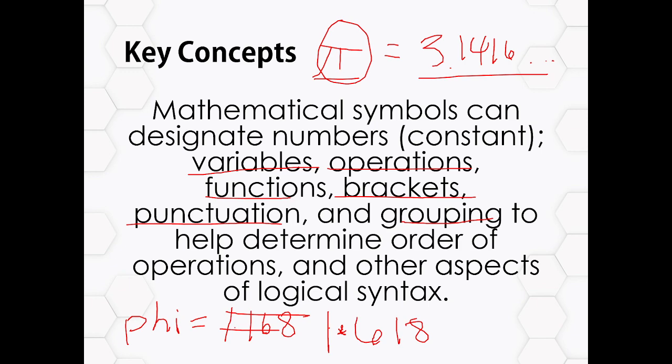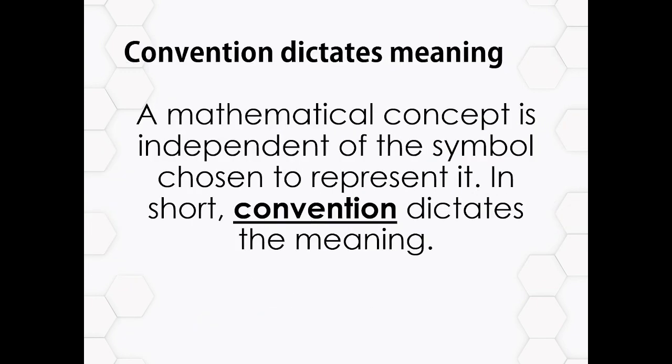Now, sa mathematics, meron tayong tinatawag na convention dictates meaning. Ano ibig sabihin nito, sir? Yung konbensyon nagdidikta ng meaning? Hindi po. A mathematical concept is independent of the symbol. Ibig sabihin, kahit anong symbol ang gamitin mo, kung may mathematical concept ka, kahit anong symbol, okay lang gamitin. Gaya ng denotation natin ng golden ratio. Yung golden ratio natin, 1.618.